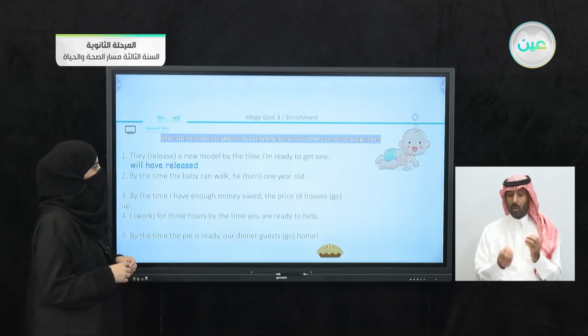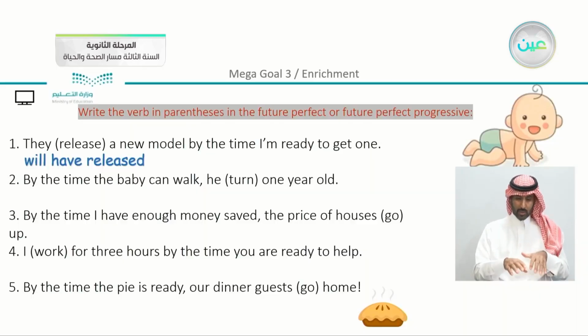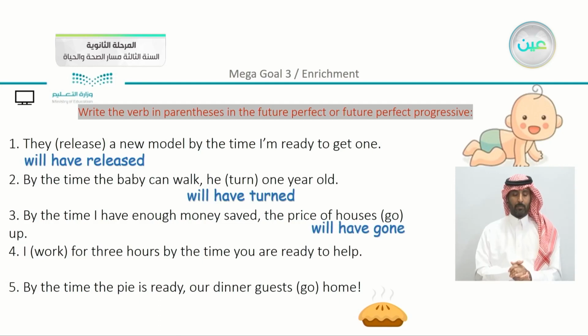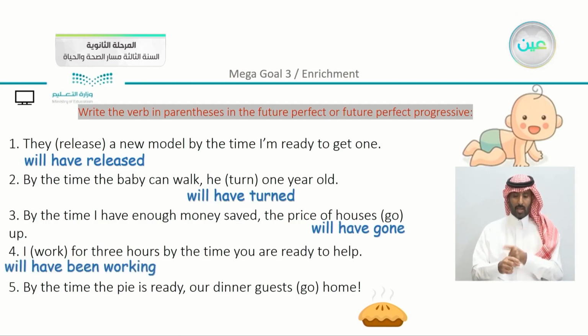By the time the baby can walk, he turned 1 year old. Now we have here he will have turned. By the time I have enough money saved, the price of houses go up. So here we can just use will have gone. I work for 3 hours. By the time you are ready to help, I will have been working. By the time the pie is ready, our dinner guests go home. Now we have here will have gone.